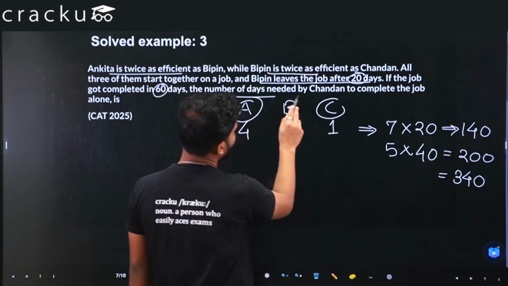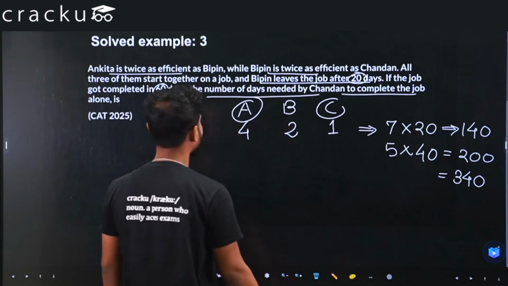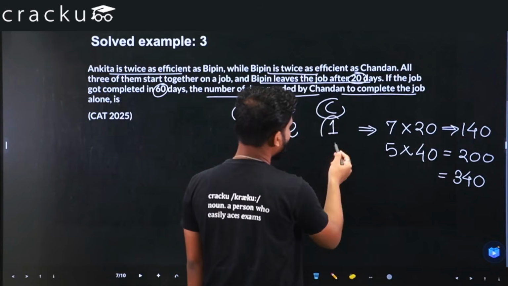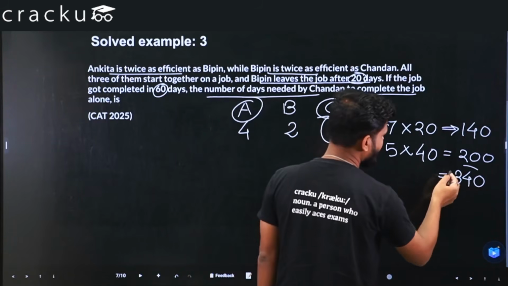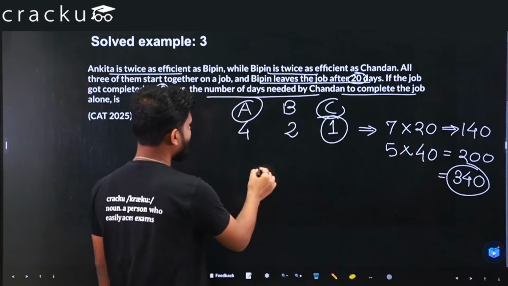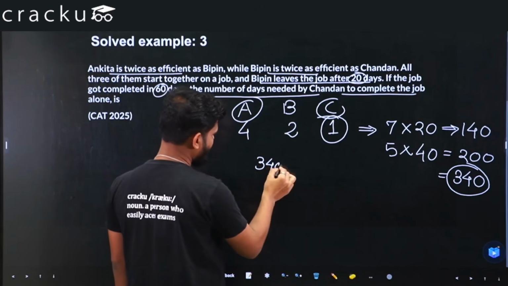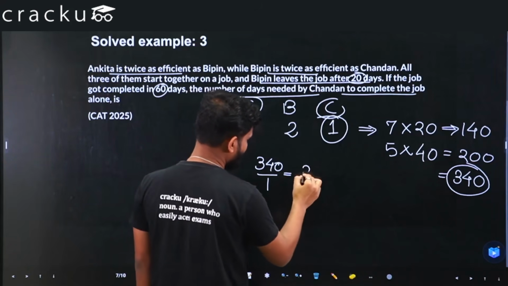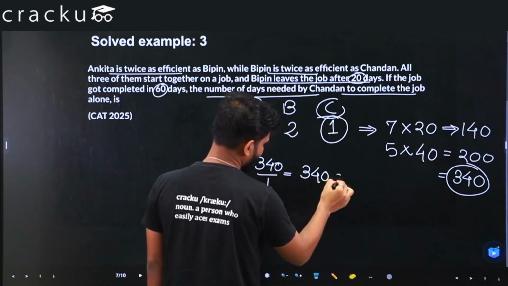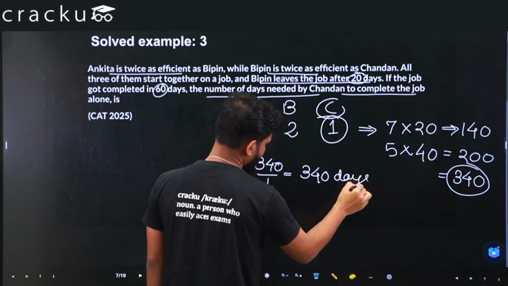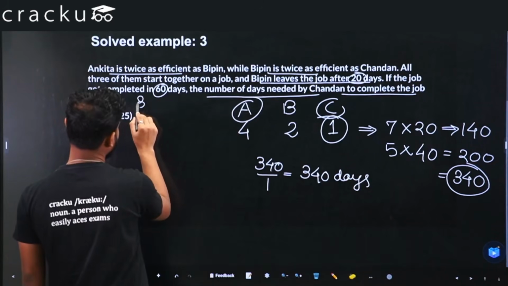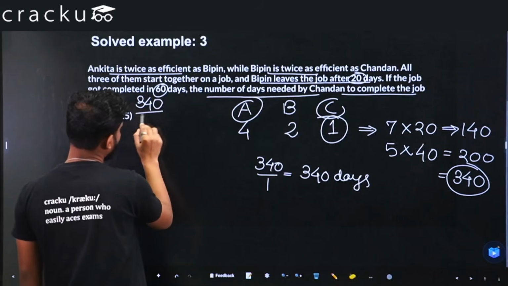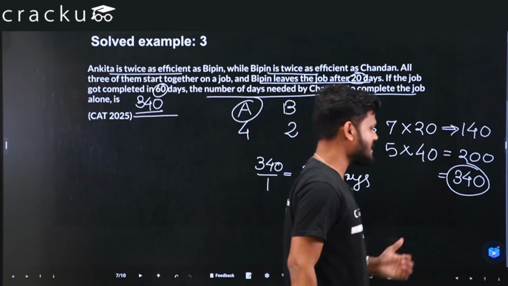The number of days needed by Chandan to complete the job. So Chandan has 1 unit per day and total work is 340 units. So Chandan will take 340 divided by 1, which is 340 days. The answer to this question will be 340. So this is how we solved it.